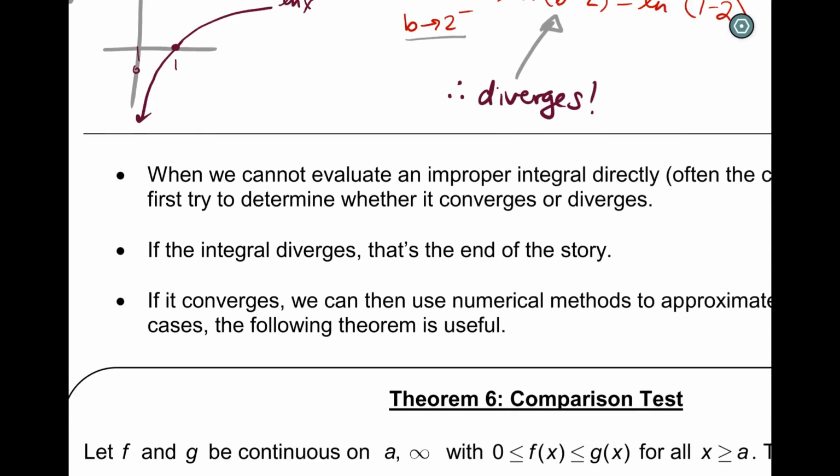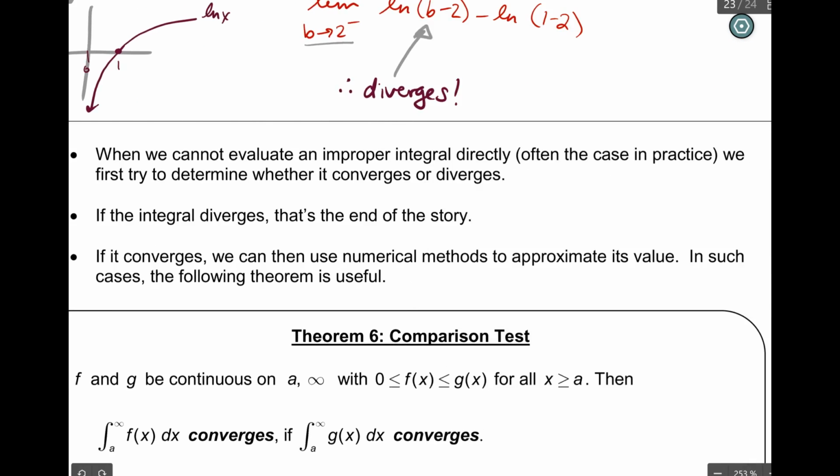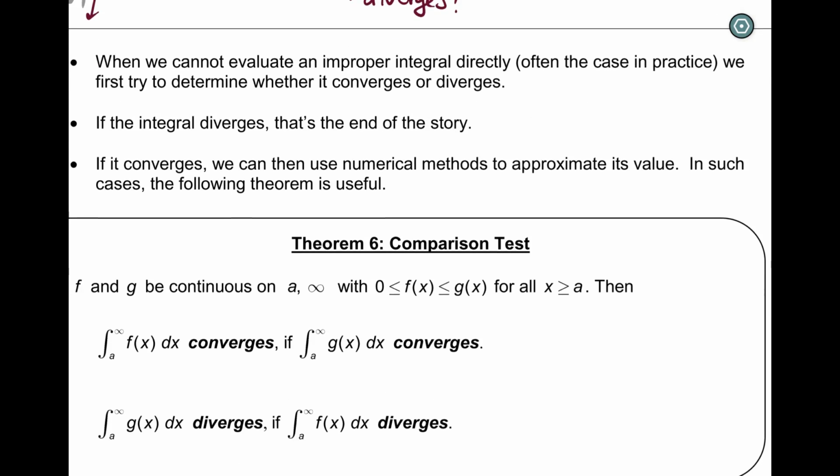I'm just trying to make it clear, so if you end up watching this later, you understand what we're doing. Alright, so when we cannot evaluate an improper integral directly, which is often the case, we first try to determine whether it converges or diverges. Sometimes you can kind of tell if it will diverge or converge. If it diverges, that's the end of the story, you're done. But if it converges, you actually have to find the value.